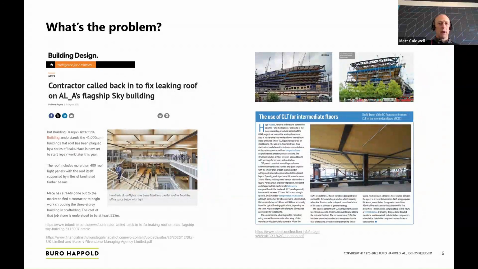Everyone involved in the project will get put through the mill. It won't just be the timber contractor, it'll be the consultants. And obviously the client is left with a mess to clear up as well. So it's in everyone's collective best interest to make good decisions related to the construction stage and moisture.